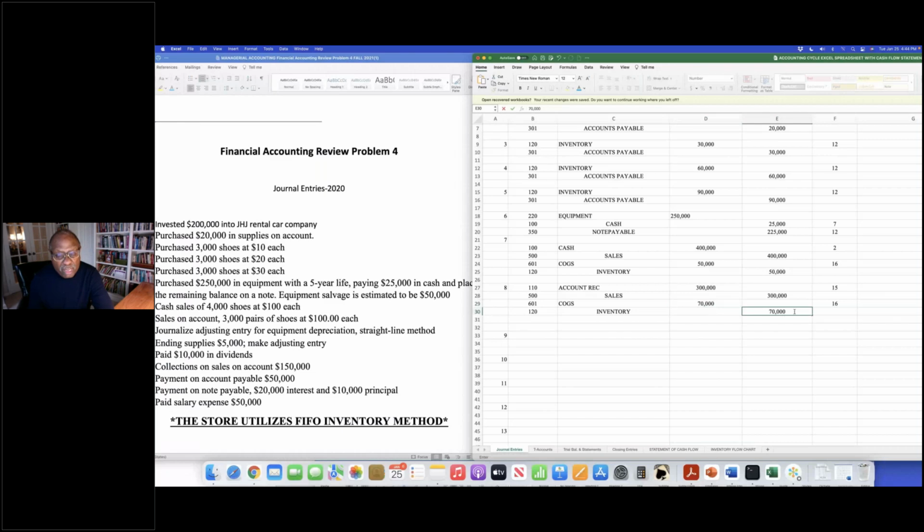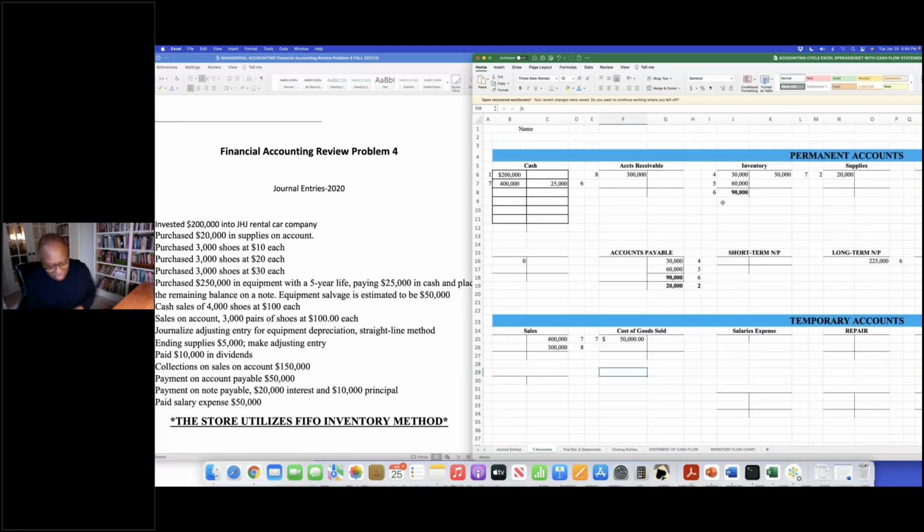Then we're going to post that. So we're going to the T accounts with this 70,000. We're going to credit inventory for 70,000 and debit cost of goods sold 70,000. So any questions on those two involving the sale of inventory? Any questions?